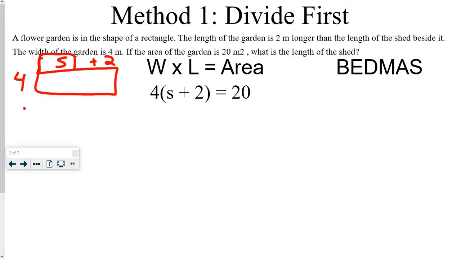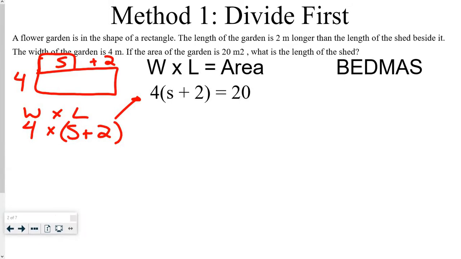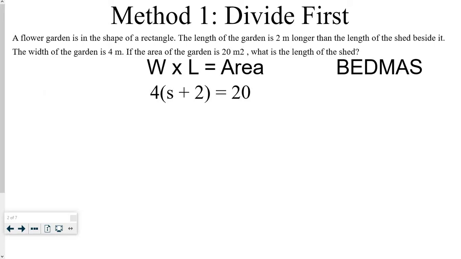So we know that width times length equals the area. We know that 4 times the length, which is s plus 2, gives us the area, so that's how we came up with this formula. And we know that the area of the garden is 20. So what is the length of the shed?